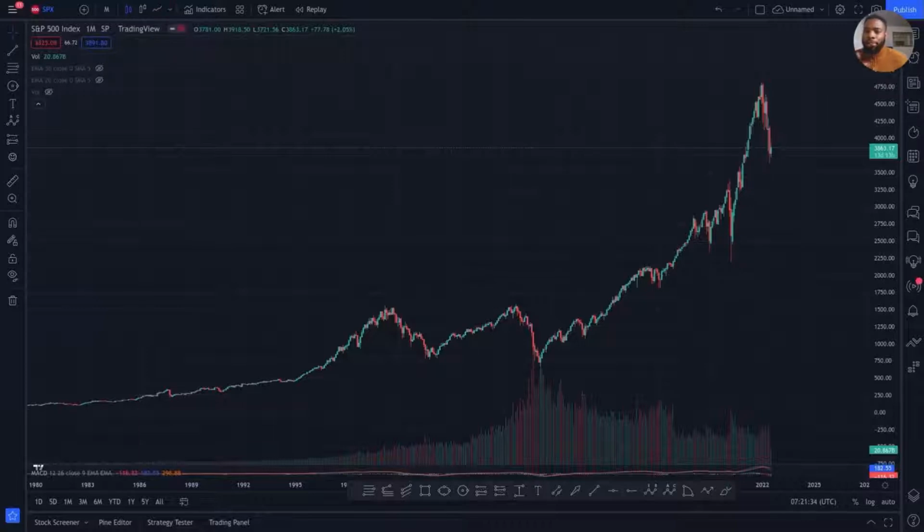I'm currently on the S&P 500 or the US 500 index. Remember what I said: when given a chart, the first thing you always do is go up to the highest time frame, the monthly time frame, because that gives you the overall perspective of the market. Like I said, the market doesn't move in a straight line. The market wants to move from point A to point B in an uptrend. It won't just move in a straight line, zoom. It's going to go in waves.